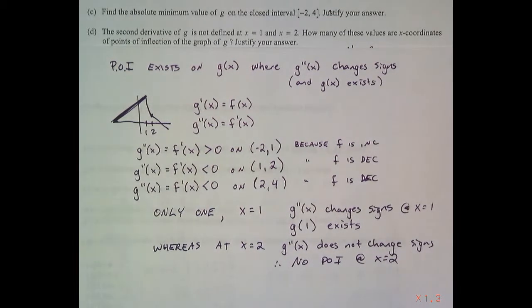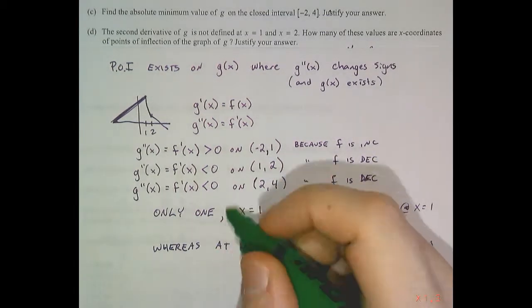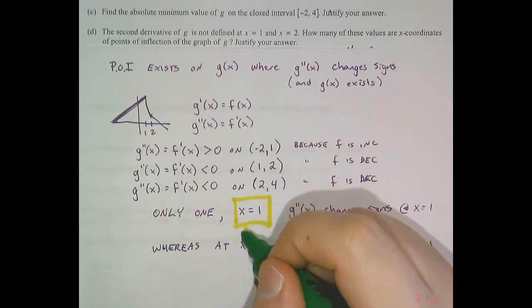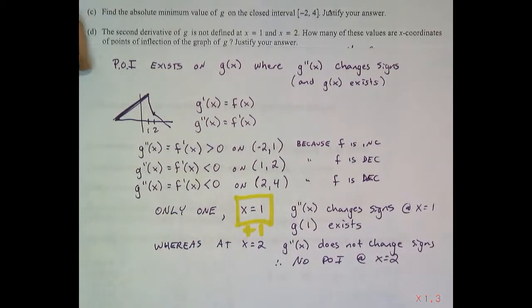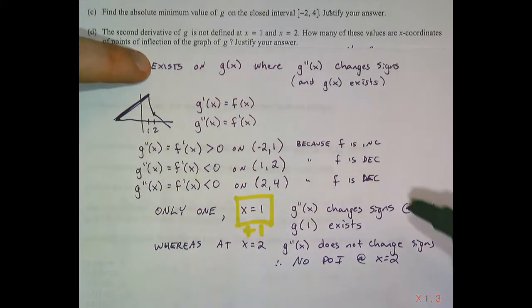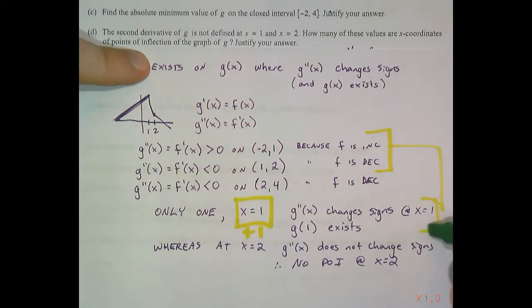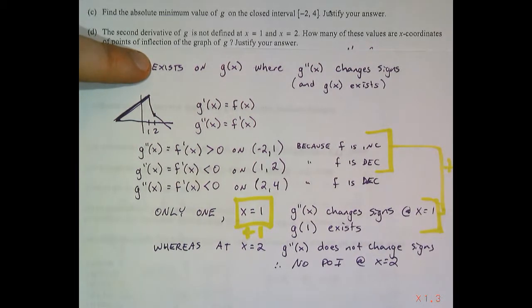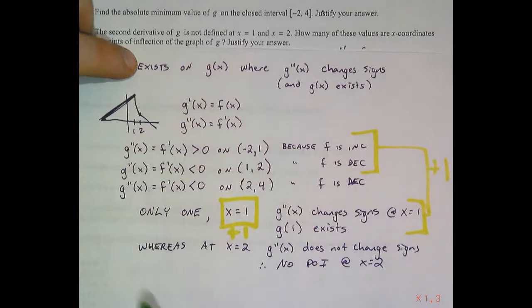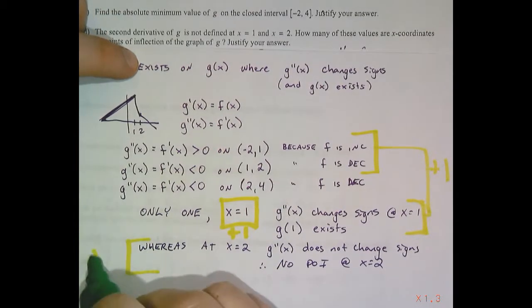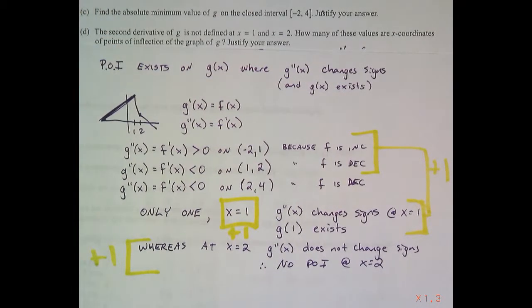Okay. So this one is worth 3 points, and you get 1 point for making your choice at x equals 1. Your second point comes from showing that there is a point of inflection at x equals 1. And then your third point comes from showing there is no point of inflection at x equals 2, for a total of 9 points.